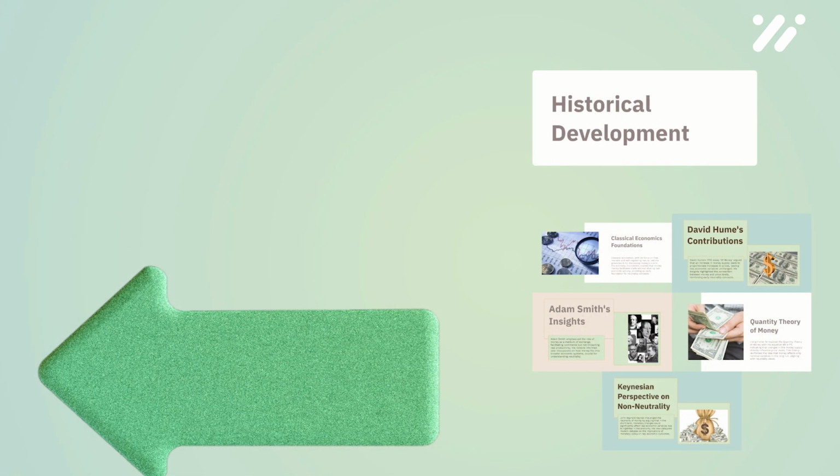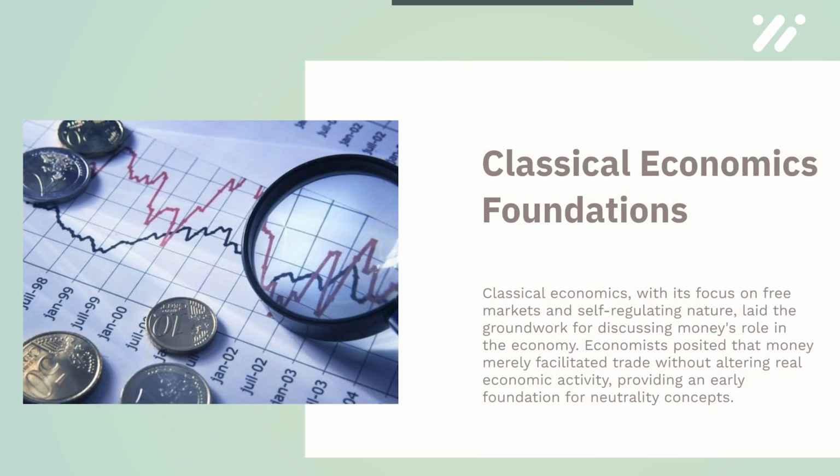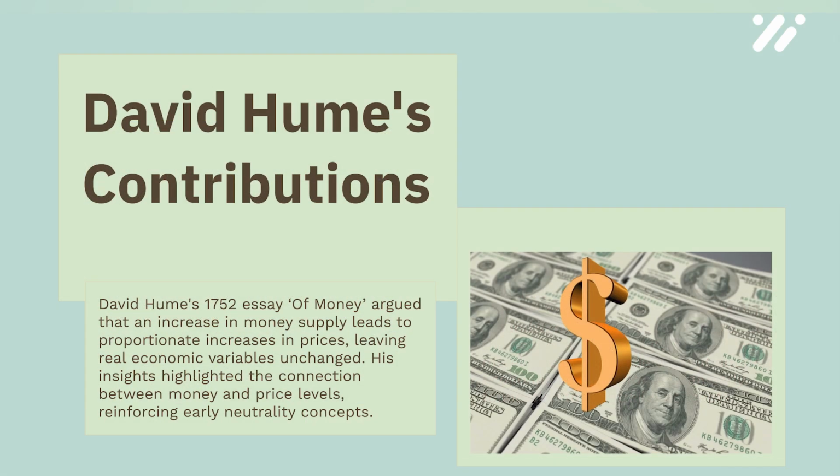History of the neutrality of money theory. The neutrality of money has deep roots in economic thought, evolving over time through contributions from classical and modern economists. 1. Classical economics and early foundations. The concept can be traced back to classical economists like David Hume and Adam Smith in the 18th century. Hume famously argued in his 1752 essay Of Money that a proportional increase in the money supply leads to a proportional increase in prices, leaving real economic activity unchanged. This laid the groundwork for the quantity theory of money, which was later developed by economists such as Irving Fisher.